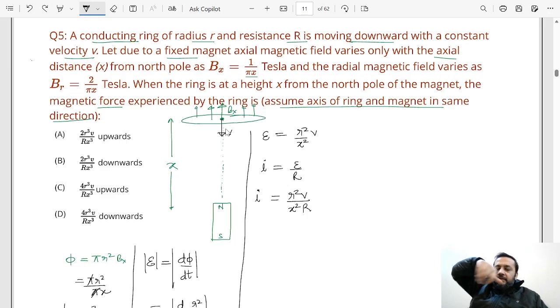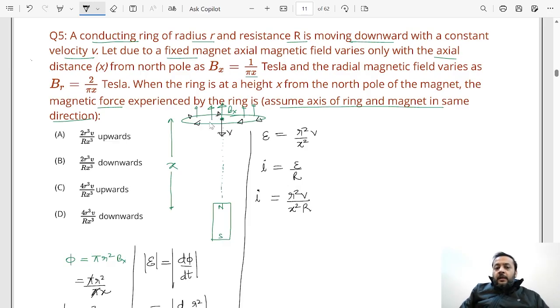That means the current will be curling like this. So this is the sense of the curl of the current. Upward-going flux is increasing, so you have to keep your thumb down, and if you keep your thumb down, the sense of the fingers is like this. That means this is how the currents are flowing. Basically, this is how the current is flowing.